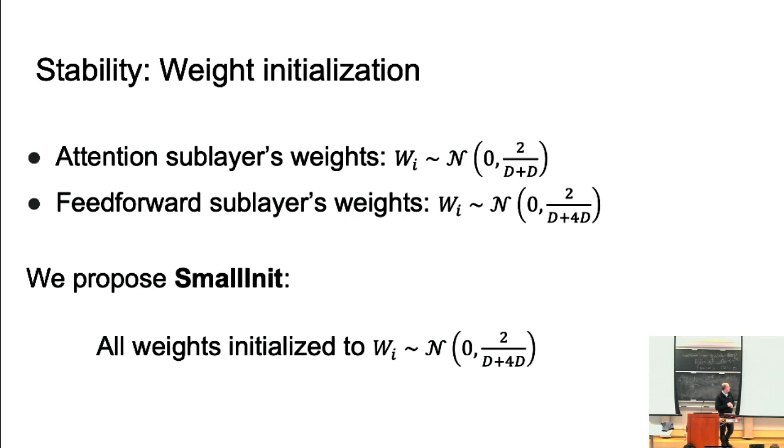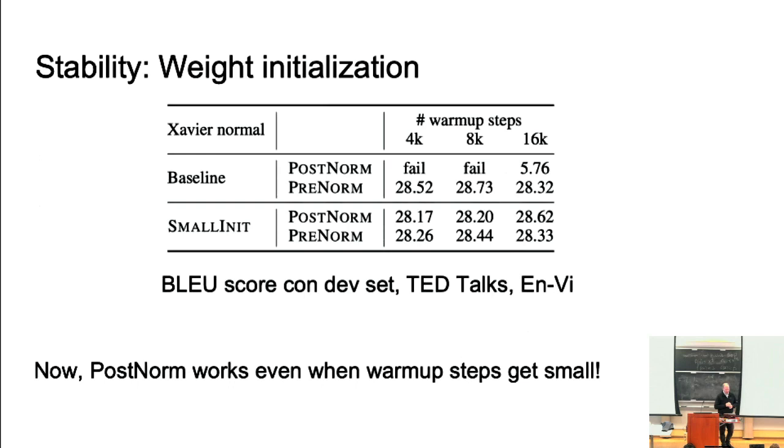And actually, by using this small init, things look much better, also with post-normalization. So there are no more convergence failures and results are getting better. But in general, pre-norm seems to be slightly better than post-norm. So they went on using pre-normalization in the rest.